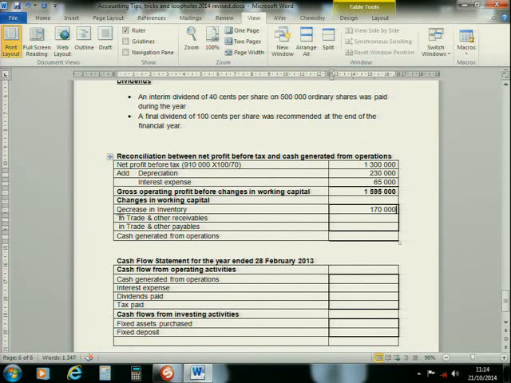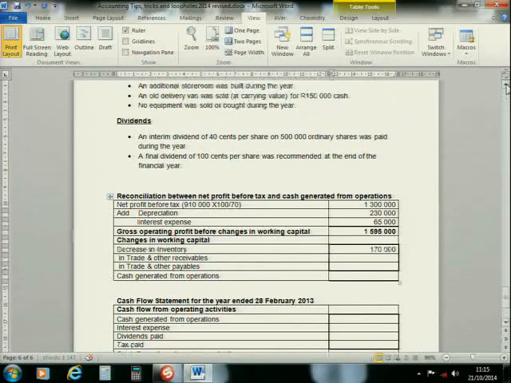Your focus should be not on this decrease in this item, but what impact does this decrease have on your cash? A decrease in inventory means an increase in cash, and you therefore do not have to bracket. Remember the relationship between cash and assets, they move in the opposite direction. A decrease in assets means an increase in cash, and the opposite holds true. An increase in assets means a decrease in cash. In that case, you shall have to bracket the difference. Okay, let's move on and check our trade and other receivables.